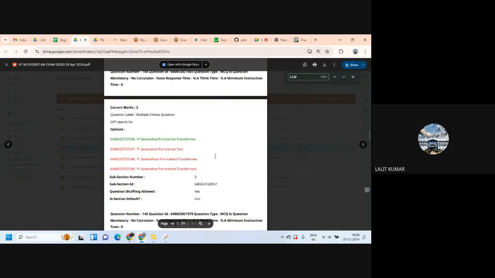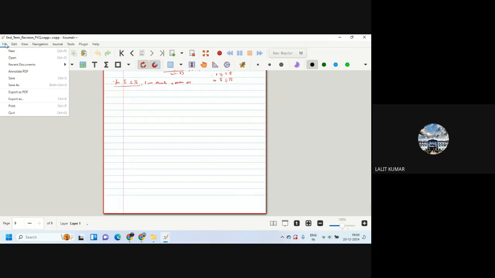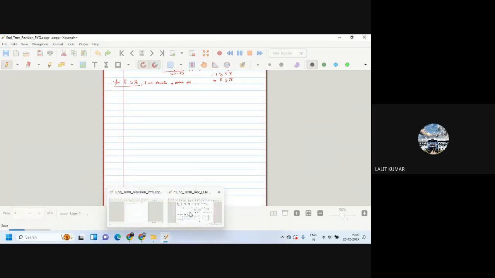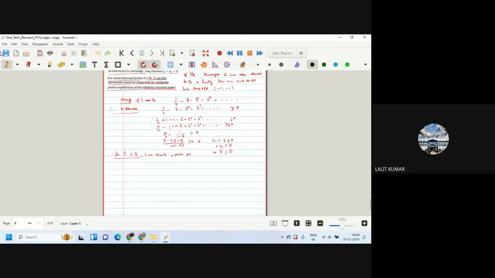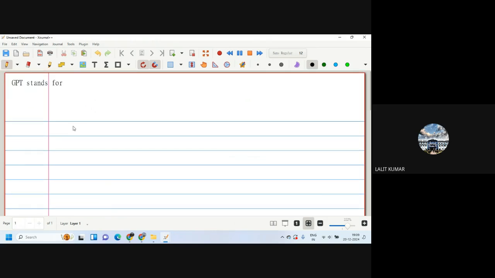So first question is what is GPT? I will open a new document. In one question paper, they have asked for GPT. So GPT is what? Can anybody remember? It is Generative Pre-trained model. Generative, like CLM, it is generating, and a pre-trained model.